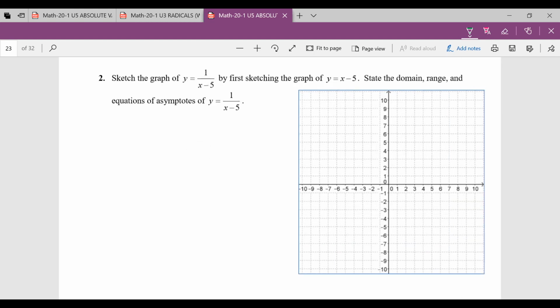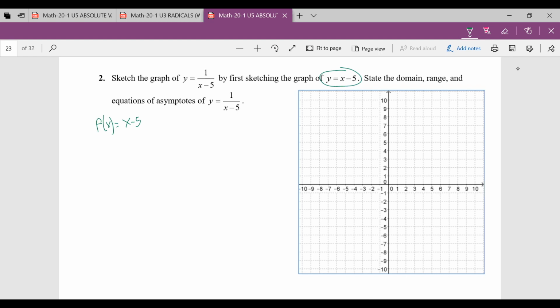Show you now a bit of a streamlined version of what we need to do. We still need to do everything. We need to state the domain, the range, and the equations of the two asymptotes. Let us first graph f of x, okay? So let us define f of x equals x minus 5.